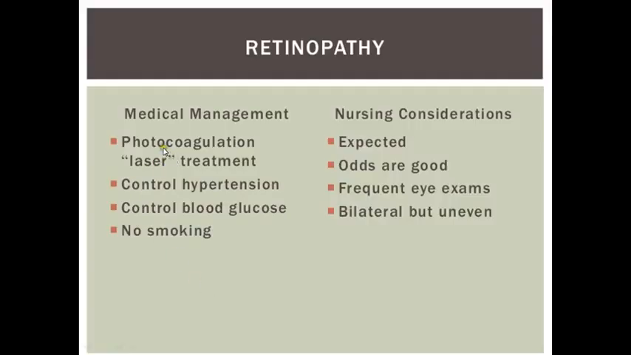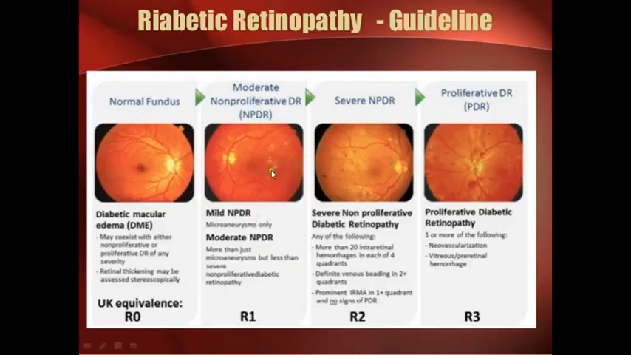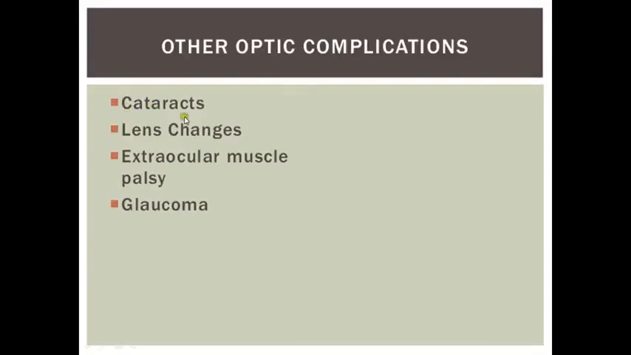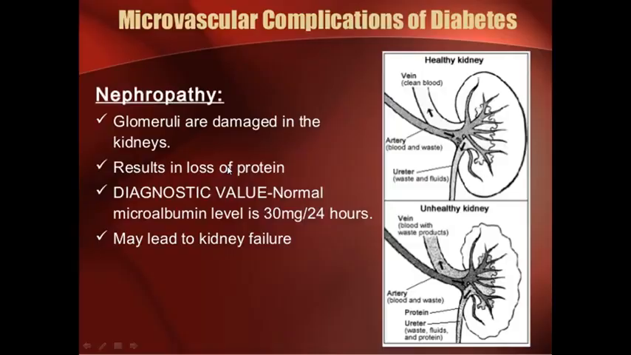For medical management, we can do photocoagulation, laser treatment. We control hypertension, control blood glucose, and there should be no smoking. By treating, the odds are good and patients can improve. Patients require frequent eye examination. Bilateral disease is usually there, but it is uneven. One eye can have mild or moderate non-proliferative, and the other eye will have proliferative diabetic retinopathy. Other optic complications can be cataract, lens changes, extraocular muscle palsy, and glaucoma.